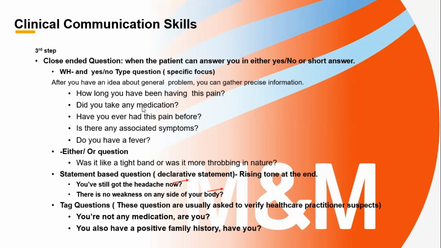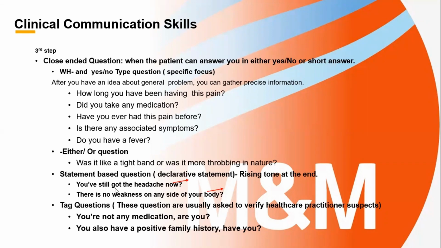"Did you take any medication for that?" Past simple tense, but we say "did." "Have you ever had?" Present perfect. "Is there any associated symptom?" Present simple. "Do you have?" Present simple. So we can add a range of structures to enhance your grammatical expression, and at the same time, it's more focused toward the task. We can also introduce the either-or question in our information gathering skills, such as, "Was it like a tight band, or was it more throbbing in nature?" This is your either-or question.